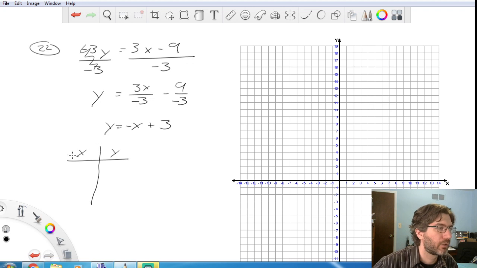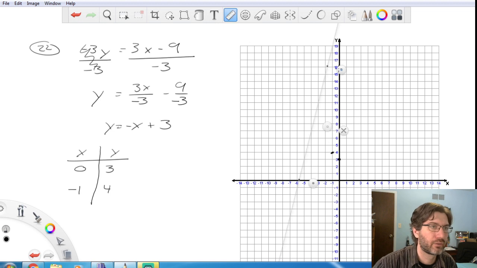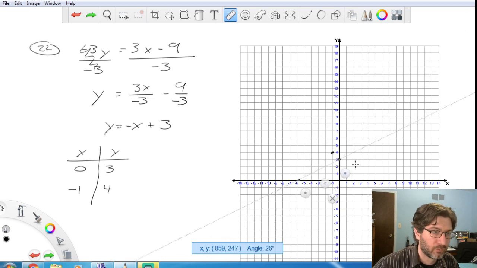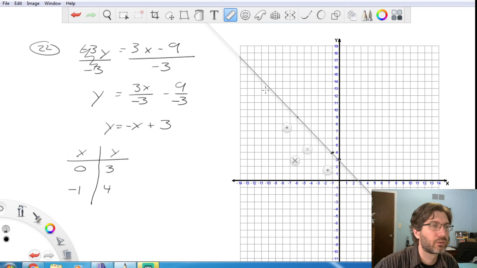Let's see, what do I want to put in? I'll put in 0, and I'll put in negative 1. The negative 1 is going to make this a positive 1, and then plus 3 gives you 4, just to make your integers work better. And then 0 is just going to cancel that out and give you 3. So 0 and 3 is right there. Negative 1 and 4 is right there, and then your line is... The slope is 1, so it goes like this, and then looks like that.